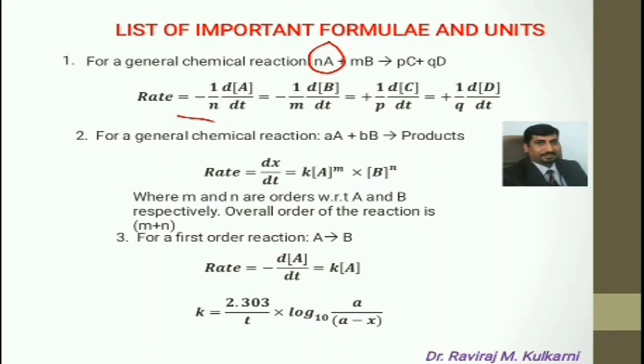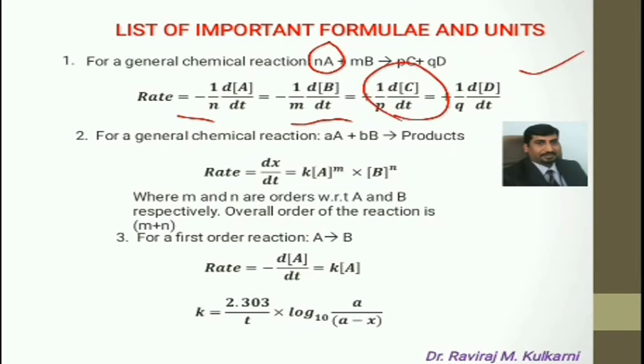Similarly, you can write it for B. It is minus 1 by M dB by dt. So it's also disappearing, it is reacting. If you want to write in terms of C, which is appearing, which is forming, it is plus 1 by P dC by dt. Similarly, you can write for D also.